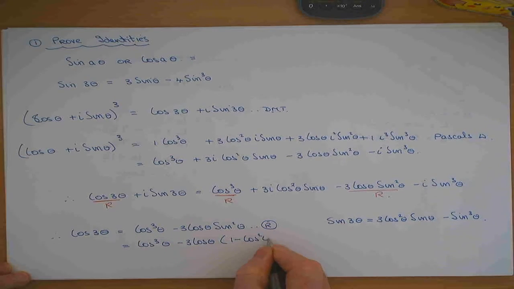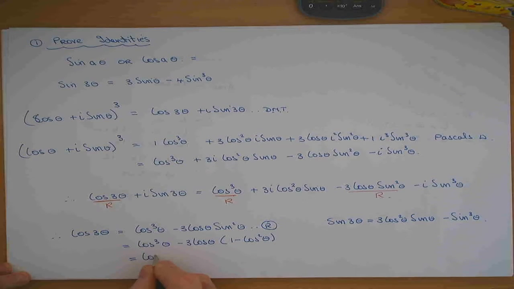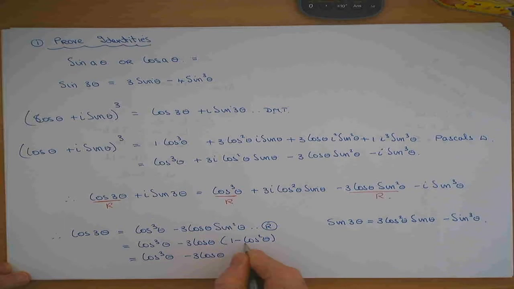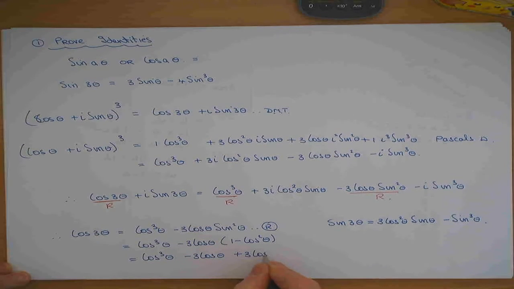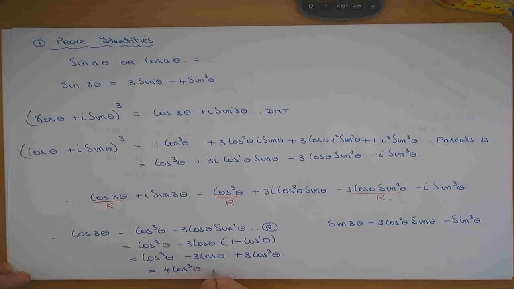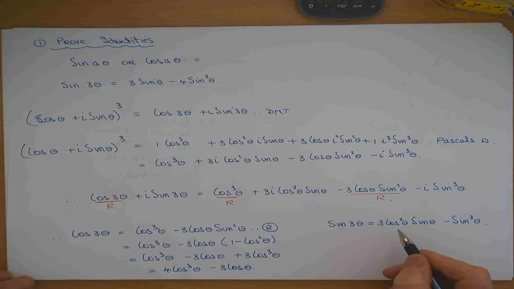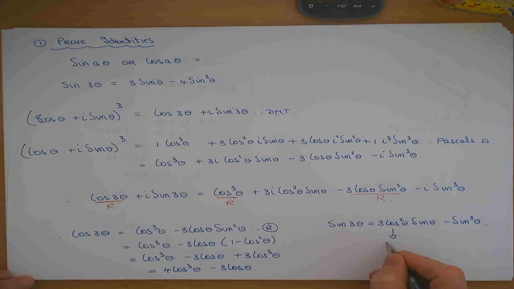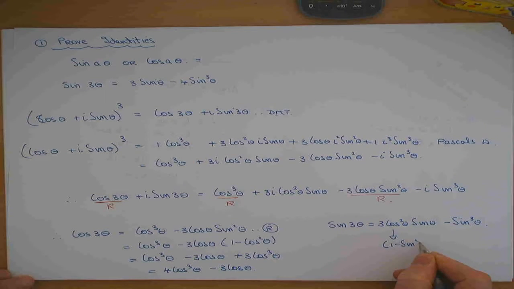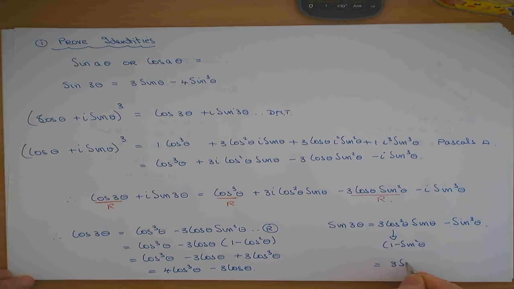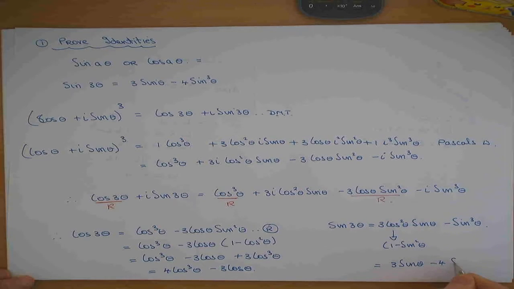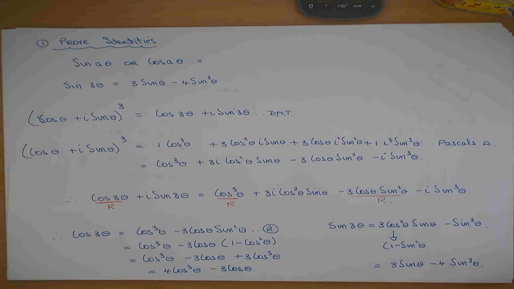Cos cubed theta minus 3 cosine theta times sine squared, which is 1 minus cos squared theta. That is equal to cos cubed theta, that by 1, minus 3 cosine theta, that by that, plus 3 cos cubed theta, which is 4 cos cubed theta minus 3 cosine theta. If I want all this in sines, what will that cos squared become? 1 minus sine squared theta, and then I'll end up with 3 sine theta minus 4 sine cubed. So that's your first type of identity.